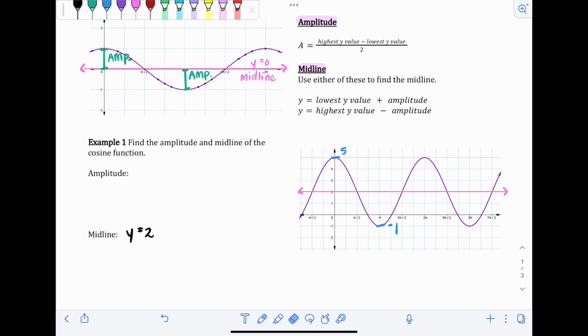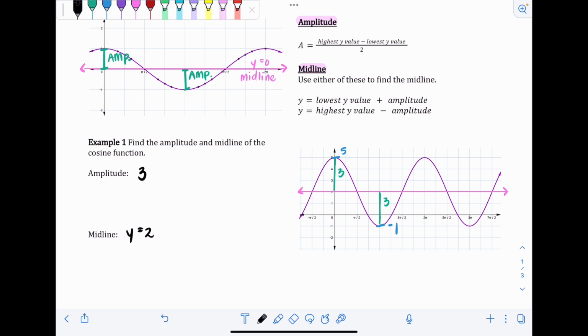That's why I did the midline first, because the amplitude is the distance from the midline to the highest point or to the lowest point. So either that distance right there, which is 3, or it's the same distance as right here, which is 3. And that's honestly a good place to check your work. If you're getting a different amplitude when you look at different parts of the graph, then you didn't choose the correct midline, because the midline should be perfectly in the middle of the max and min. So our amplitude in this case is going to be 3.